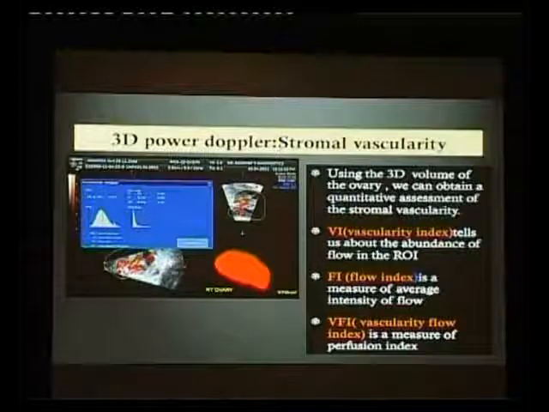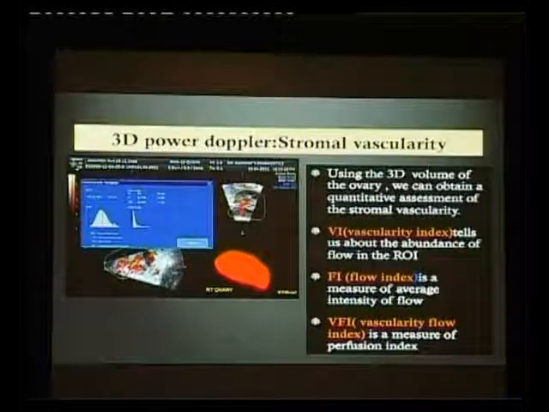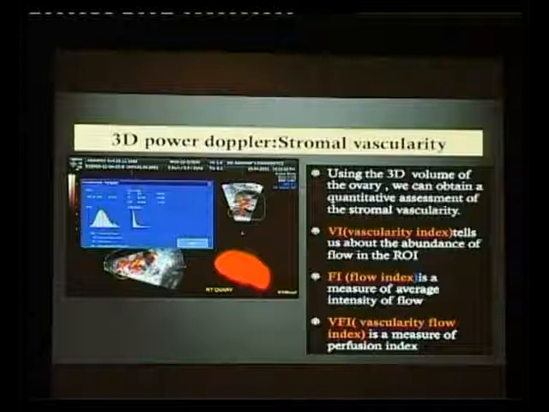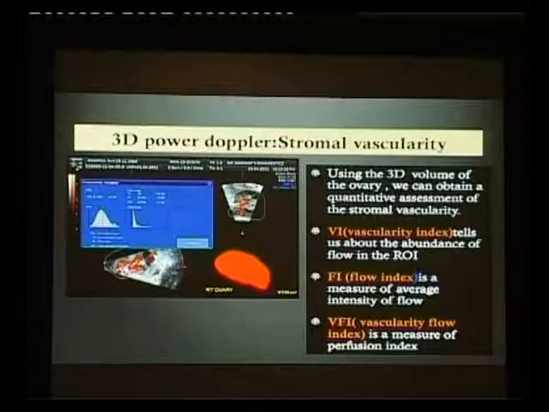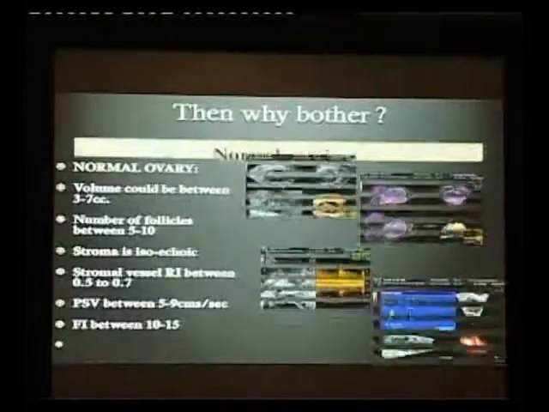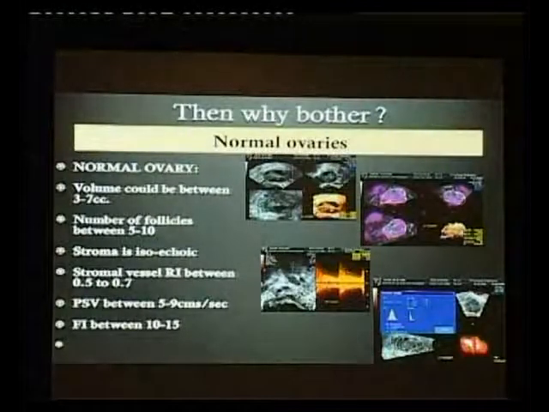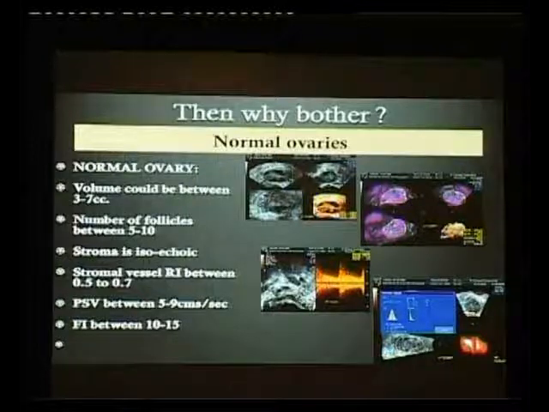For example, the vascularity index, which tells us about the abundance of flow in the region of interest. The flow index is a measure of the average intensity of the flow, and the VFI, that is the vascularization flow index, is a measure of the perfusion index within the ovarian stroma. So then we'll discuss this later. But then why bother about all of this when we can simply do the antral follicular count and finish off?